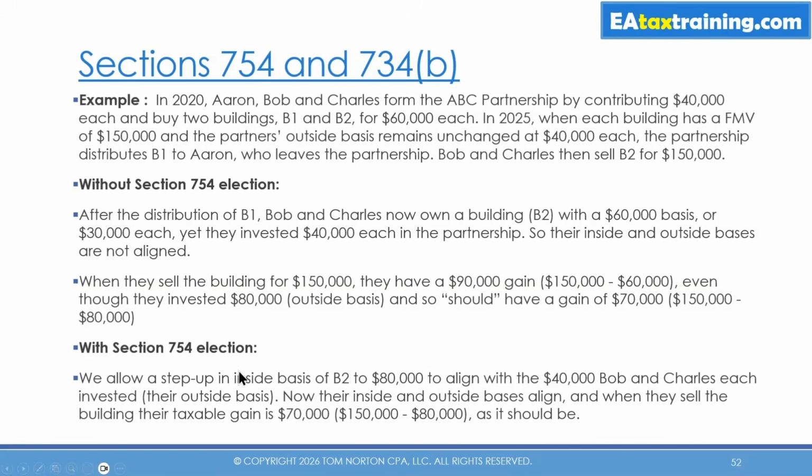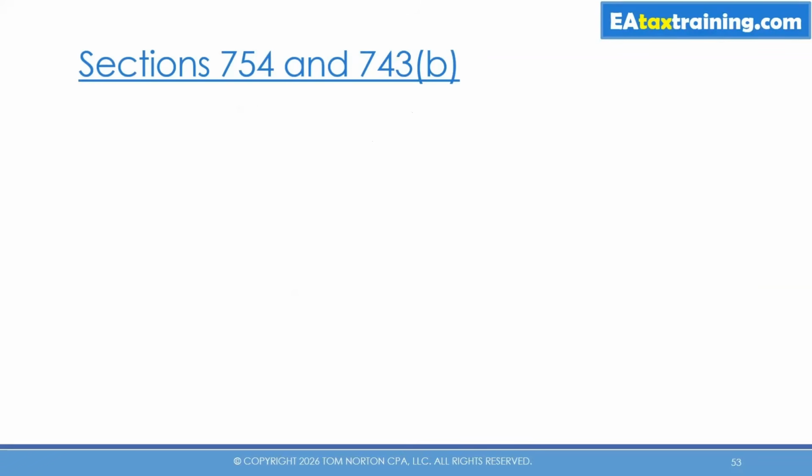So the 754 election allows them to fix that and to not have to pay tax on a larger gain than they actually experienced economically. So that's 734B, which deals with distributions. Now let's look at 743B, which deals with transfers or sales of a partnership interest.